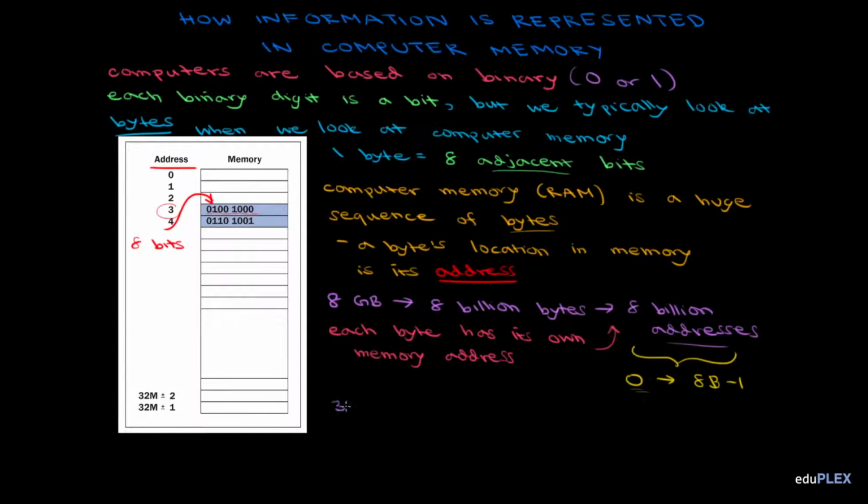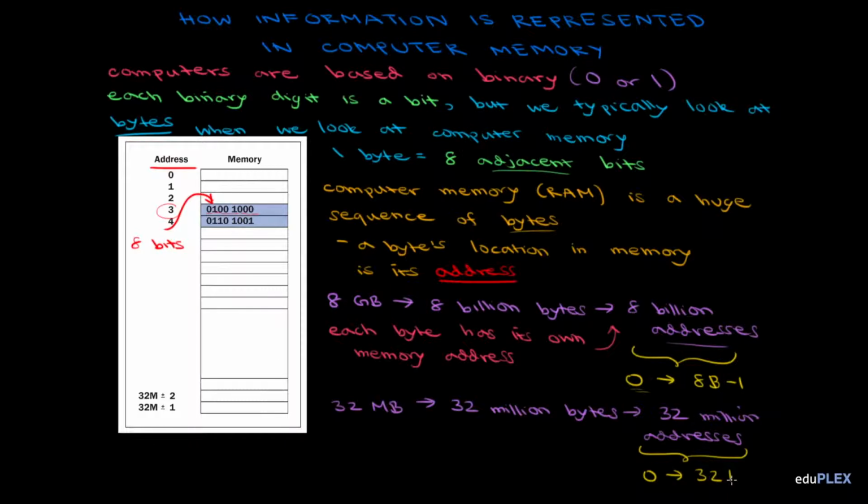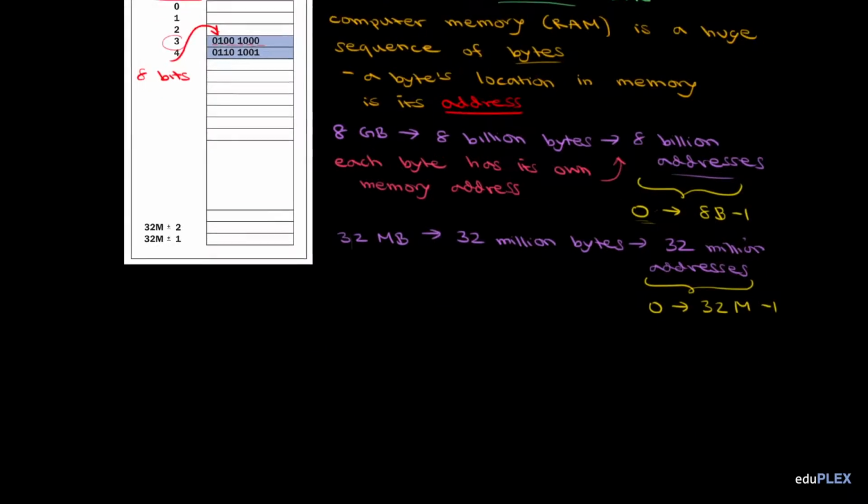If we had only 32 megabytes of RAM, we'd only have 32 million bytes and our addresses would go from 0 to 32 million minus 1. So that's simple enough. Based on how much memory space you have, that many bytes, and each one of those bytes has its own address.